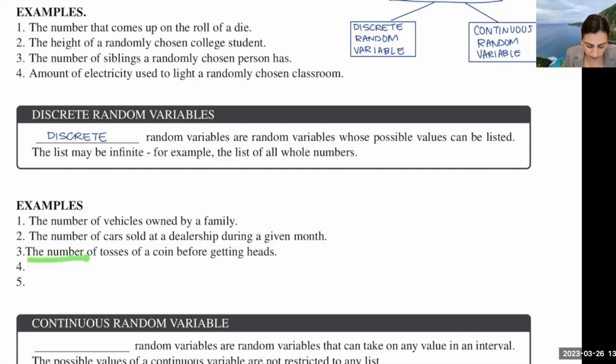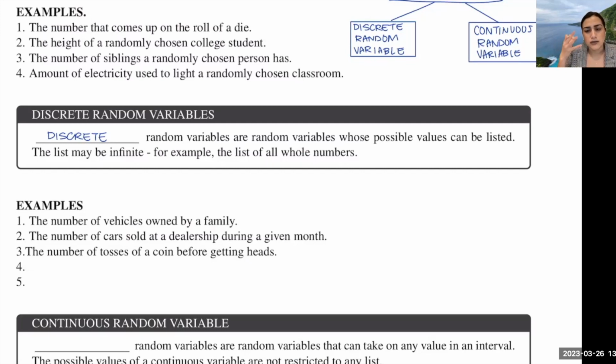Another example is the number of tosses of a coin before getting heads. Okay, so we can toss a coin, and then maybe we don't get heads the first time. So maybe we toss it and no heads, we toss it again, no heads, right? Toss it again, no heads. Okay, so for example, maybe it took us 3 times before getting heads on a coin. So that's what the number of tosses of a coin before getting heads means.